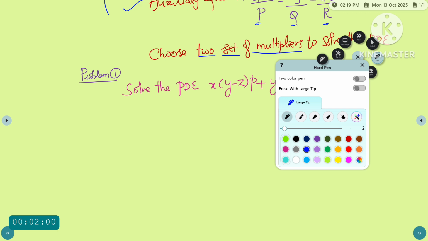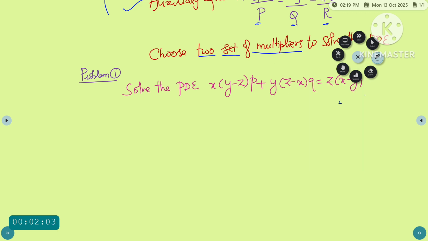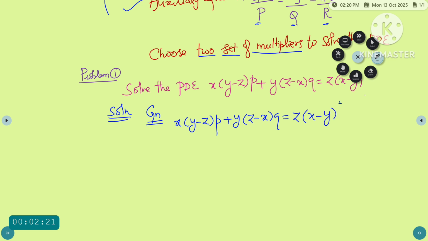So this is one example to apply Lagrange's multiplier method. Let us see the solution for this problem. What is our given PDE? The given PDE is x into (y minus z) into p plus y into (z minus x) into q equal to z into (x minus y). This is our given PDE. Clearly, this is in the form Pp, this is our capital P, then Qq, this is our capital Q, and the right hand side is considered as R.